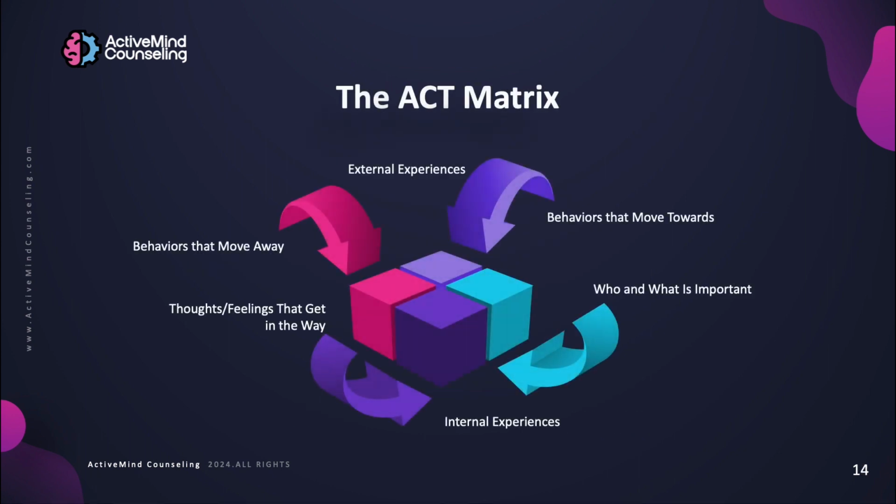The ACT Matrix is a simple tool to help visualize our experiences. The top of the matrix focuses on our external experiences, actions, and behaviors. The bottom half focuses on our internal or mental experience. The horizontal line represents us moving towards and away from our valued goals.